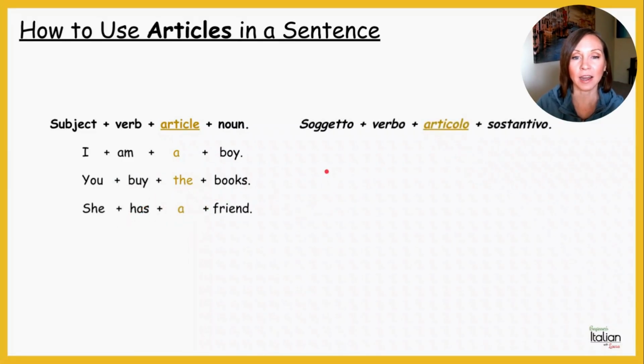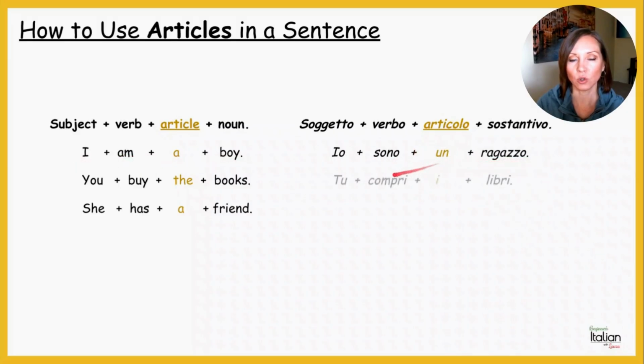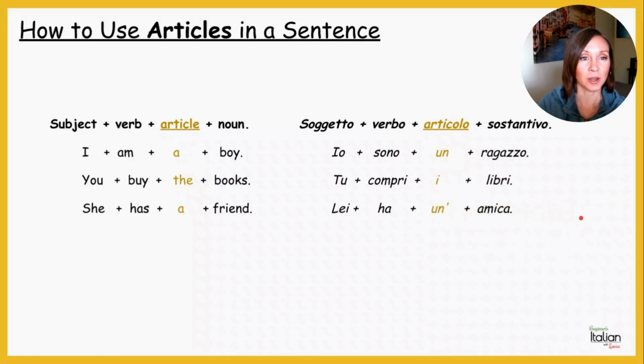In Italian, we have soggetto più verbo più articolo più sostantivo. So once again, io sono un ragazzo. Un is the article. Tu compri i libri. I is the article. And lei ha un'amica. Un being the article, because amica starts with a vowel and it's feminine. Okay, we are done with articles.